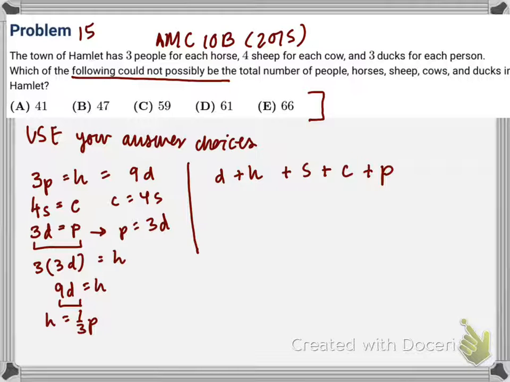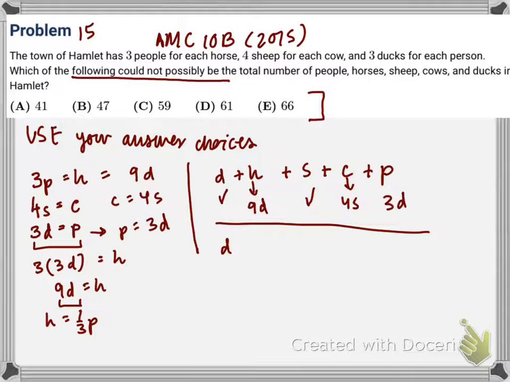But now I'm just going to plug in, so ducks remains ducks. Each horse becomes 9 ducks. Each sheep just stays that way. Each cow becomes 4 sheep, and each person is equal to 3 ducks. And all I'm doing is making sure I have an equation with only 2 variables instead of with all these 1, 2, 3, 4, 5 variables. So now I've got D plus 9D plus S plus 4S plus 3D equals some number.